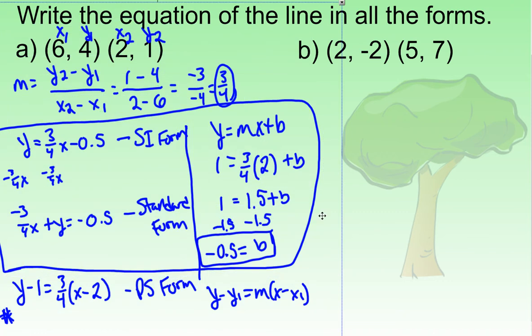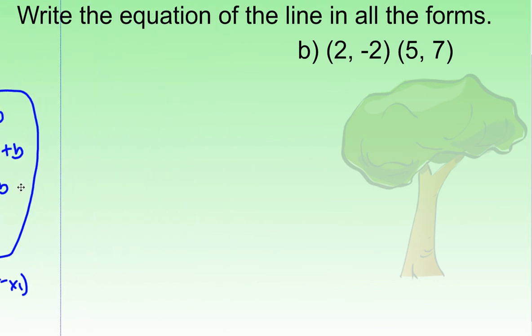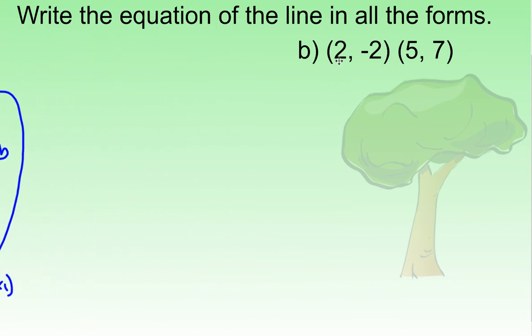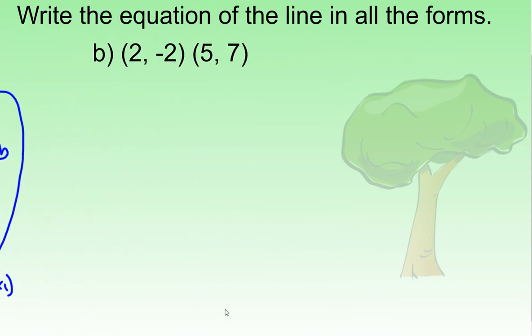Group. And slide it out of the way. Oh, if I need it again, I can pull it out. Alright. Letter B. Same dealio. We got to find the slope. You cannot write the equation of a line without slope, so we're going to find the slope first.